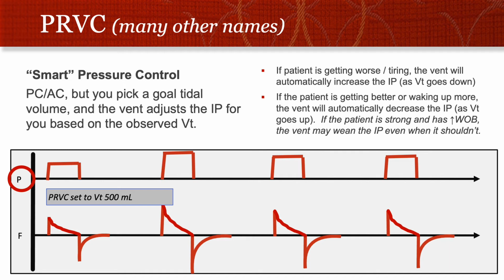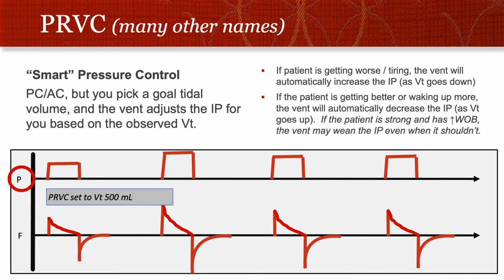Now this notably can be a problem if the patient's strong and has increased work of breathing, taking big tidal volume breaths. The vent may turn itself down, and I'll show you that in a moment. But along the bottom now you'll see the example of PRVC.